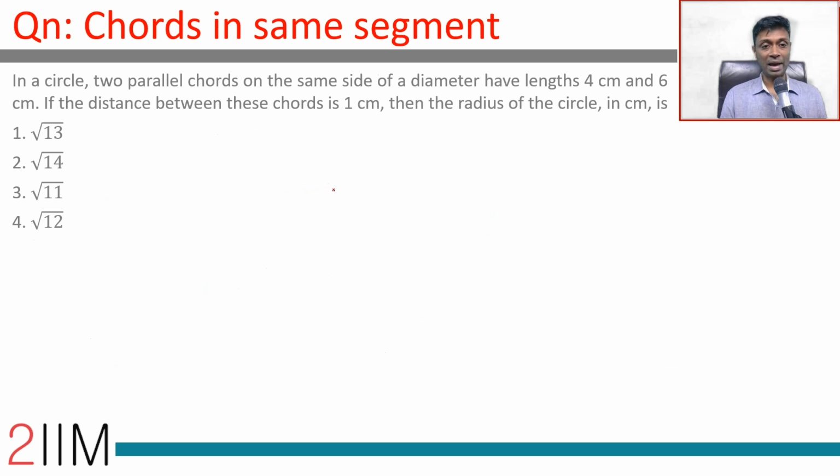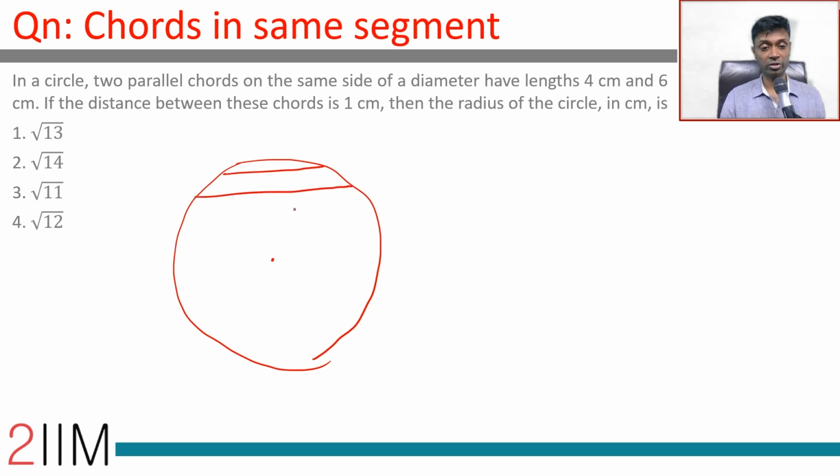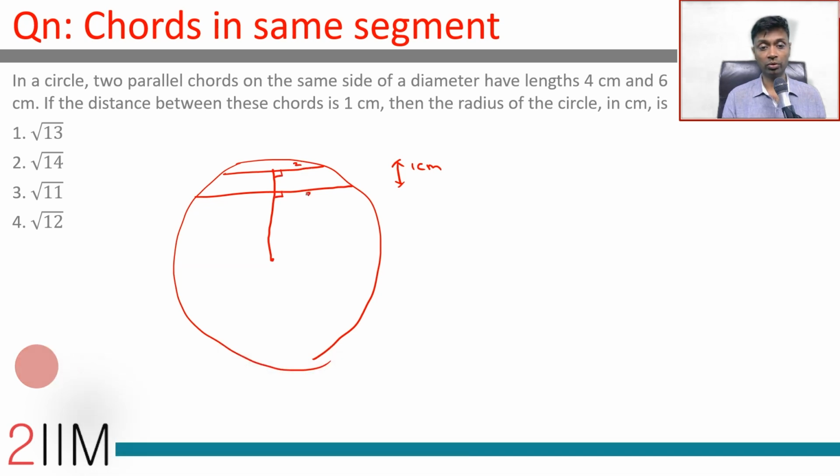In a circle, two parallel chords on the same side of a diameter have lengths 4 and 6 centimeters. So let's draw this circle. Center here. One measures 4, one measures 6. The parallel chords, distance between them is 1 centimeter. From the center, draw a line perpendicular to one chord. It will be perpendicular to the other chord. This is 2, this is 3. Say this is AB, CD, PQ. PQ is 1. Let's say this is X.